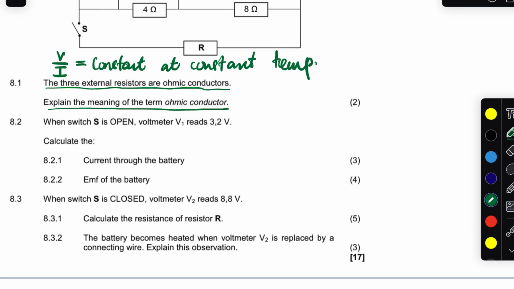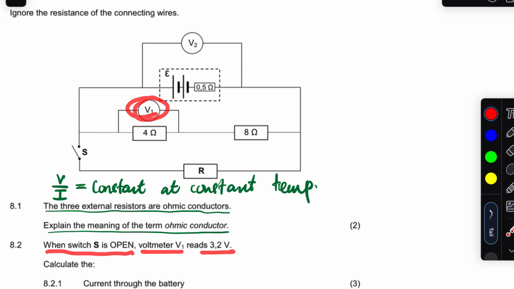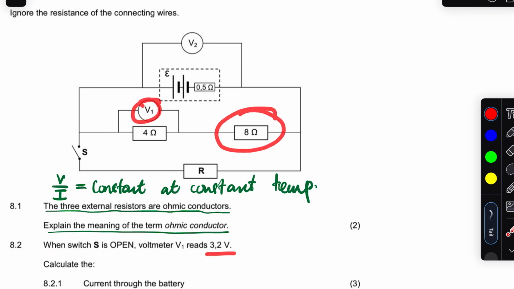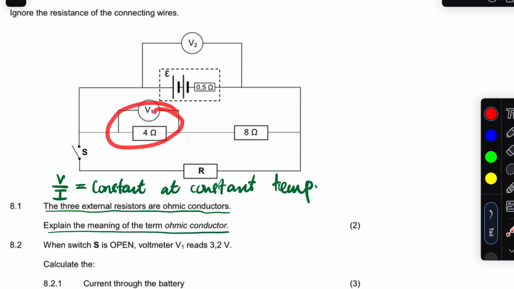Okay, let's go to 8.2. It says the switch S is open, just like this. This switch is open, so the effective resistors are those ones. The current is not going to go there. When switch S is open, V1 reads 3.2, which is this one. So the voltage here is 3.2. It doesn't mean this one is 3.2. These two are in series, so whatever the total voltage is, it is divided, and the other division is 3.2. So let me write it there: we have 3.2 volts there.